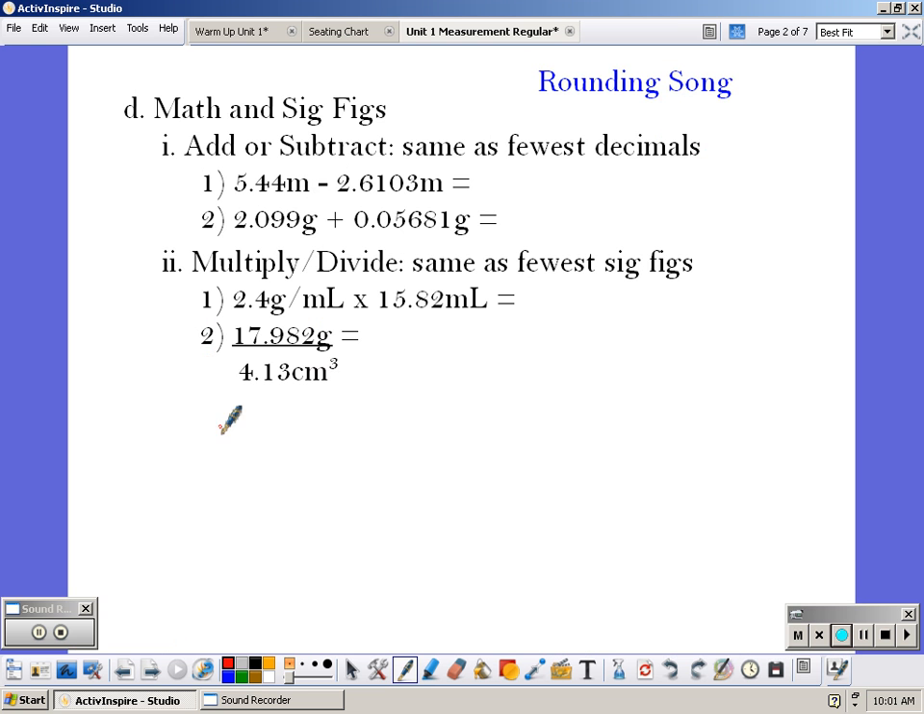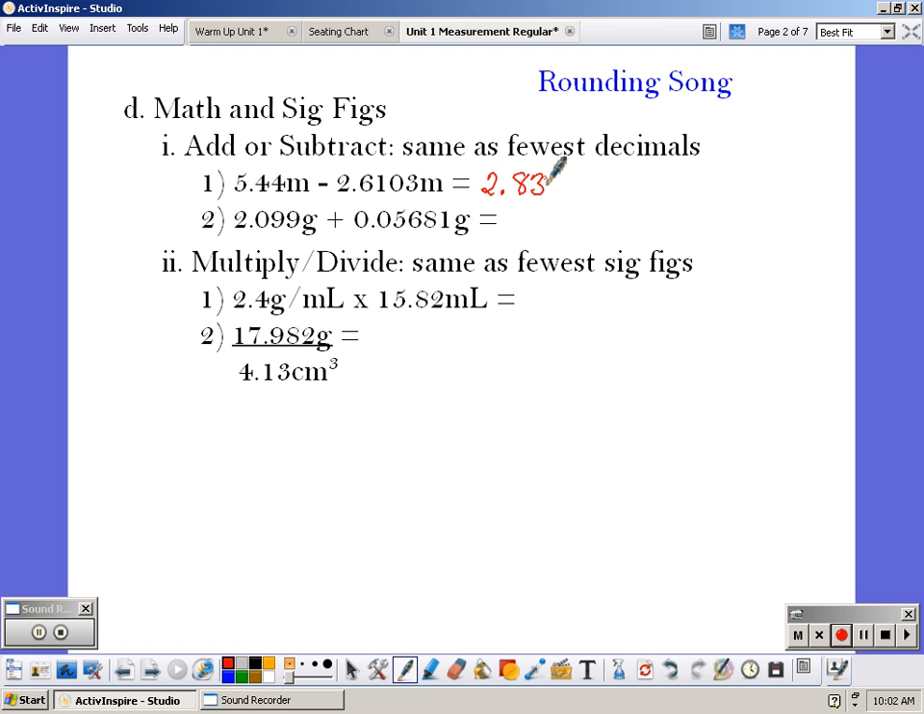Now when you do math, you follow these rules about significant figures. When you add or subtract, we're going to use the fewest decimals. In number 1, 5.44 has 2 decimals, and 2.6103 has 4 decimals. So we're going with the fewest, 2 decimal places. So our answer would be 2.83.